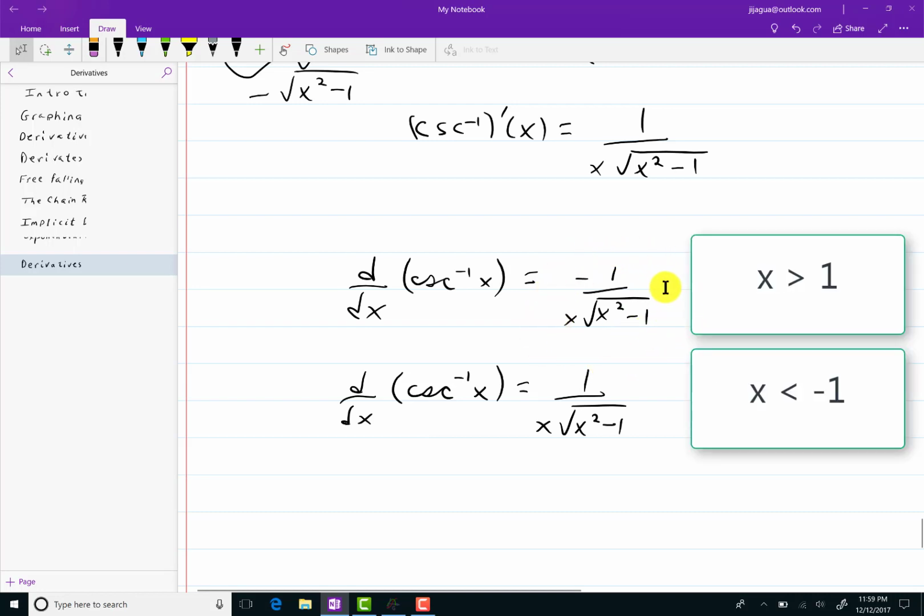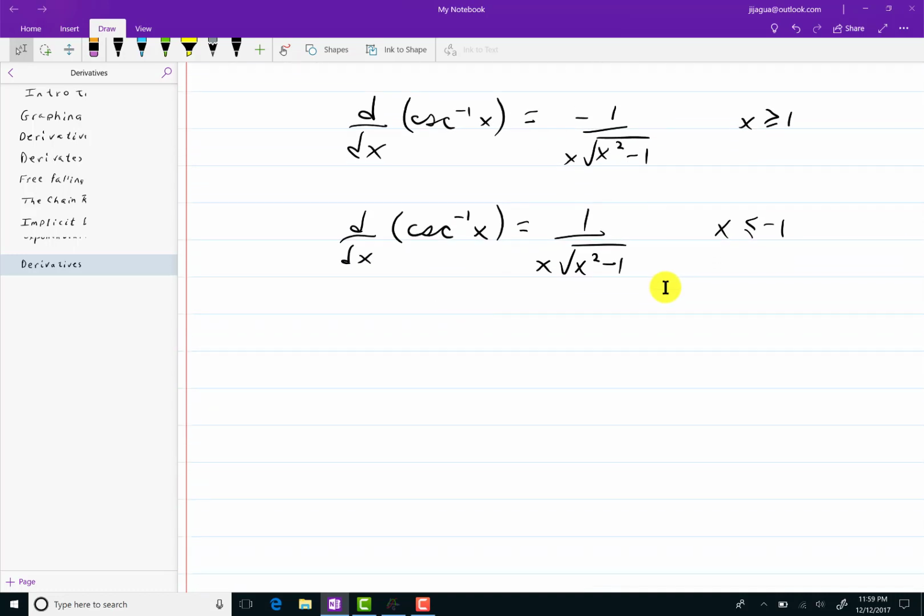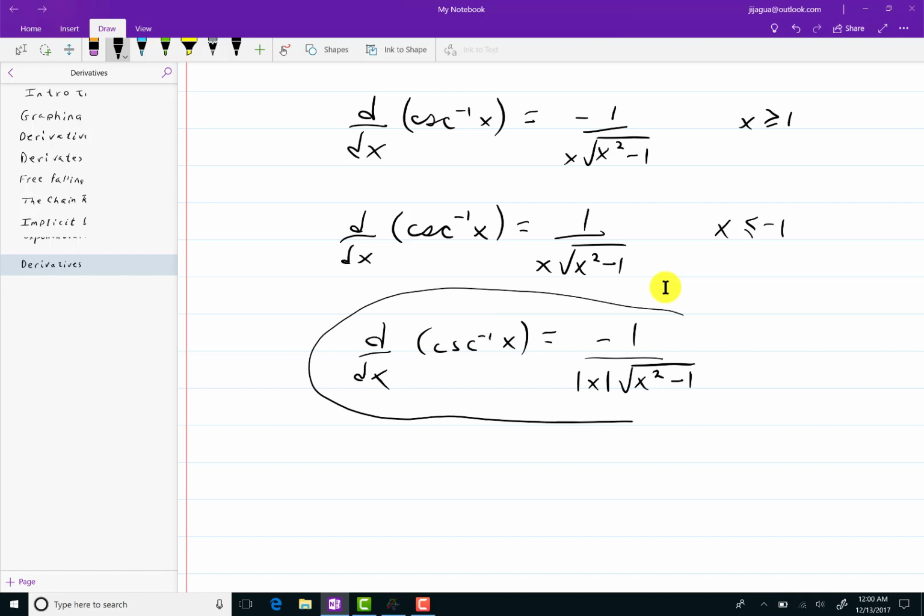Well, a nice little thing I can do is combine this into just one formula by invoking the absolute value. D over dx cosecant inverse of x equals negative 1 over the absolute value of x times the square root of x squared minus 1. Check to make sure that makes sense. No matter what x is now, this is going to be a negative number just because of that absolute value. So the entire denominator is non-negative. Well, it's got to be positive because it can't be 0. So this makes it so we always have a negative number. If x is positive, this is negative. If x is negative, this is negative. So it all agrees.